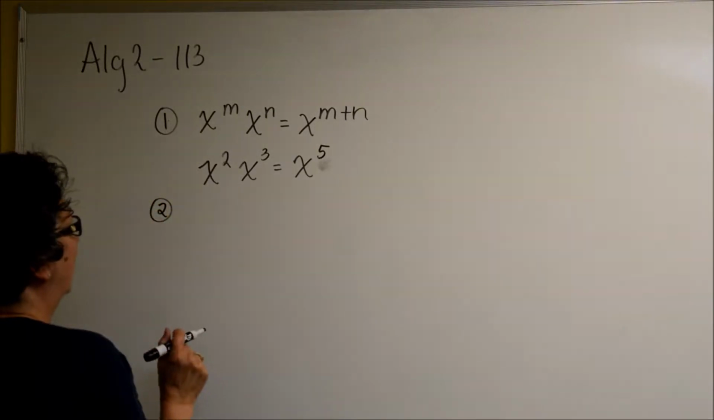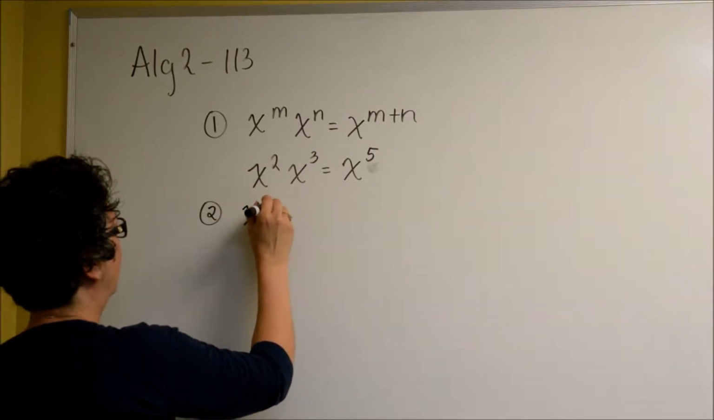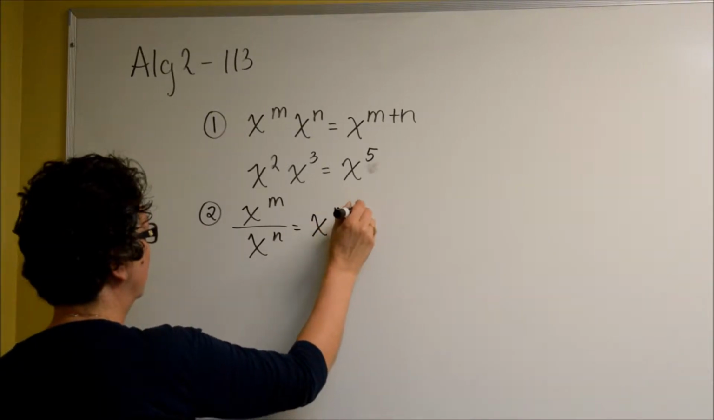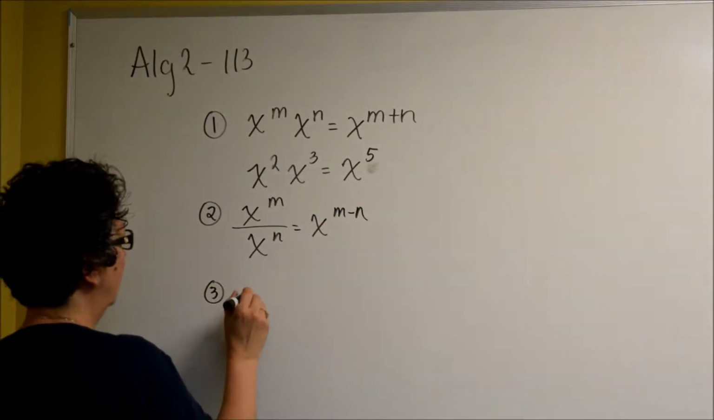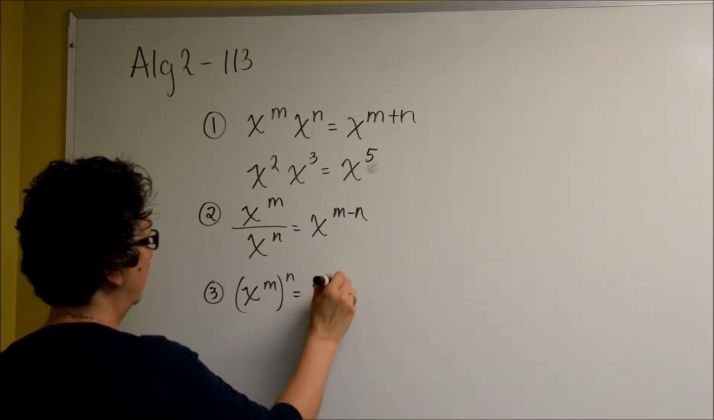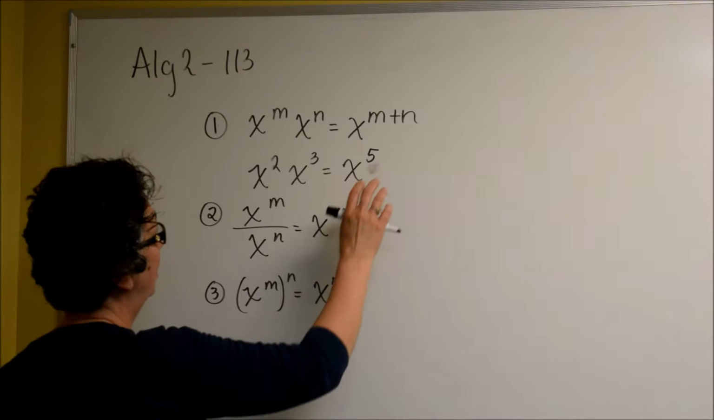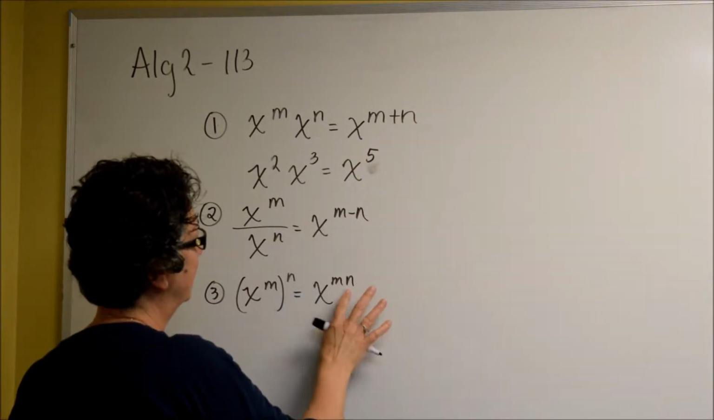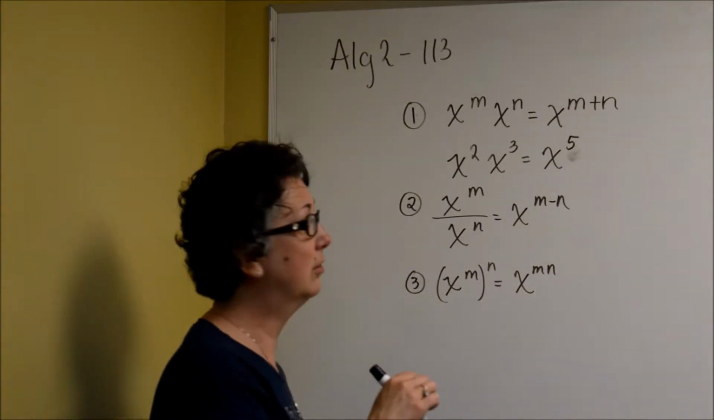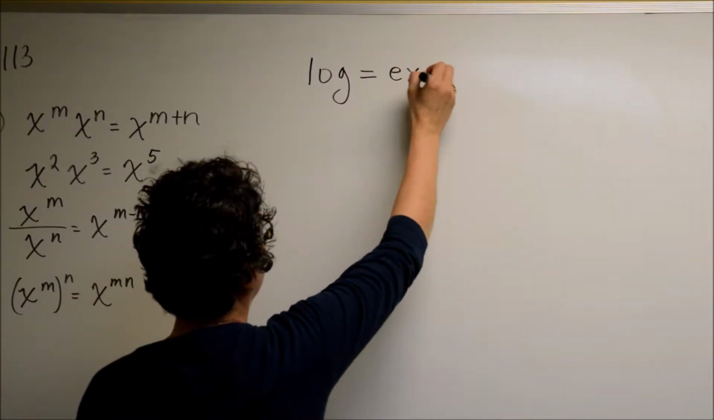The second exponent law is if I am dividing with the same base, I subtract my exponents. And the third is if I raise a power to a power, then I multiply my exponents. We call m and n, in both of these cases, exponents. We could also call them logarithms, because a logarithm is an exponent. Logarithm and exponent, they're the same thing.